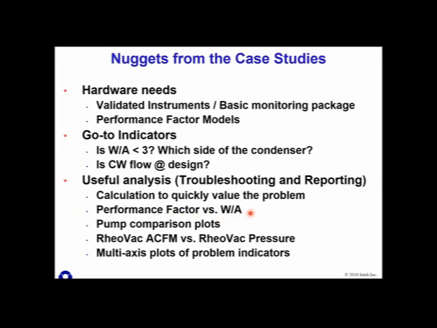The performance factor versus water to air mass ratio is a very, very useful plot to have at your disposal. You only need one event to create that, and then you'll forever have it. You'll forever know how much heat transfer is being lost just by measuring this water to air mass ratio. Your pump comparison plots are another very useful analysis technique. If you plot your pump plots, the CFM versus pressure, put them in a binder. Then forever you always have a baseline for your pump performance.